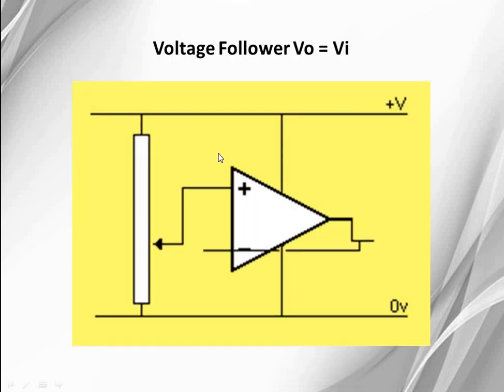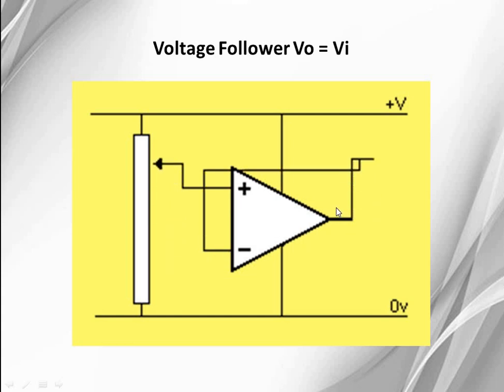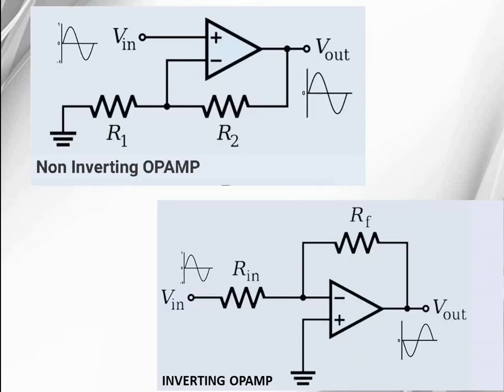And the voltage follower. The op-amp output always follows the input voltage. It is connected with feedback, but there is no component present at the inverting terminal, so the output voltage is always equivalent to the input voltage. And there are two modes of operation for an operational amplifier: non-inverting mode and inverting mode.